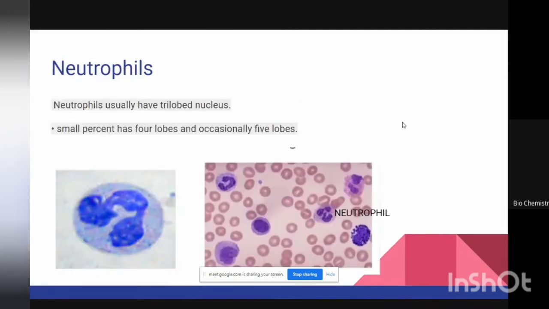Neutrophils usually have 3 lobes. A small percent have 4 lobes and occasionally 5 lobes. Here we can see in the picture an individual neutrophil being depicted, and a neutrophil in the group of white blood cells.